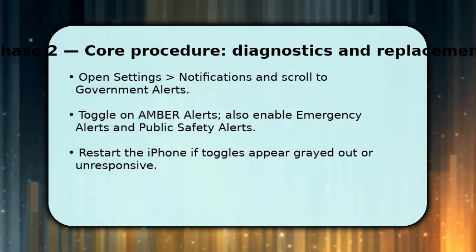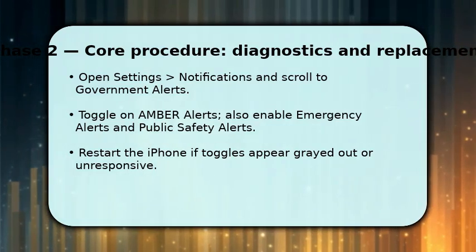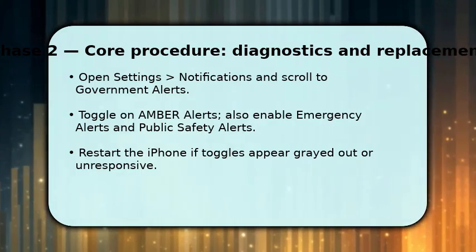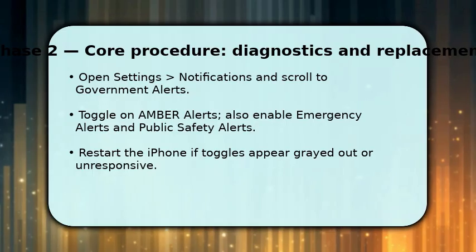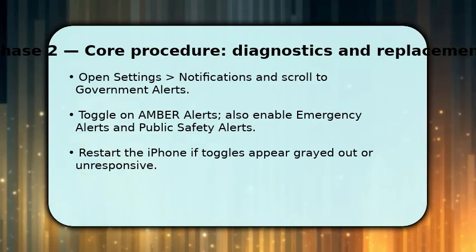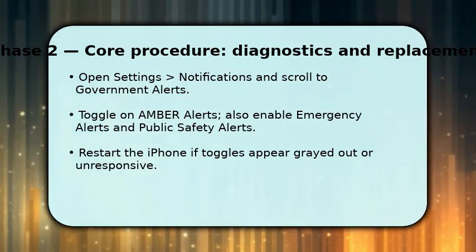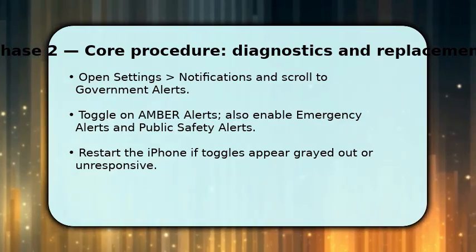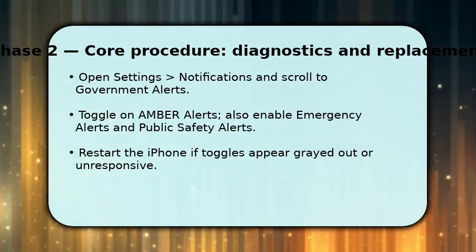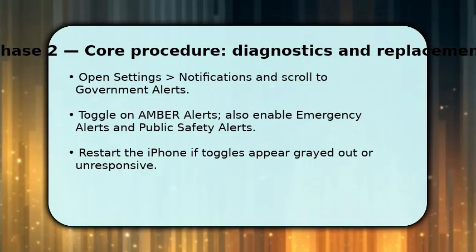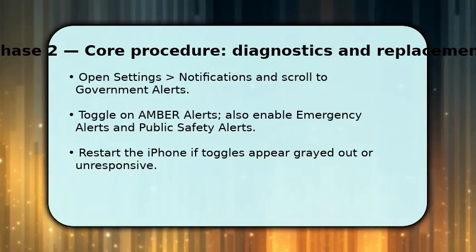Go to Settings, tap Notifications, then scroll all the way down to Government Alerts. You'll see Amber Alerts listed. Turn Amber Alerts on so you receive those broadcasts, and while here also enable Emergency Alerts and Public Safety Alerts for broader coverage. If a toggle is grayed out, make sure screen time restrictions aren't blocking changes.